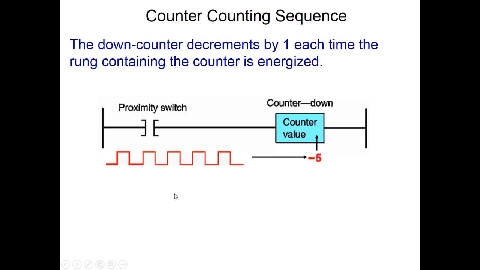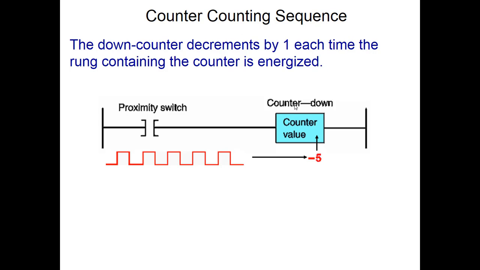The countdown decrements. So basically, if this prox comes true, it counts down. So if this was a counter that was at 10, it would go 9, 8, 7, 6, 5 until it met the preset, and then the done bit would come on.